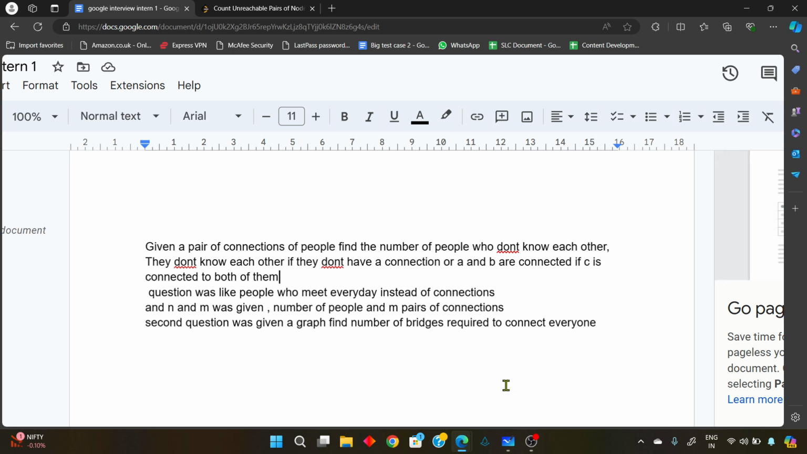So there are two parts. We'll cover the second part after we are done with part one. The question was like people who meet every day instead of connections. Here it was a story-based problem. You are given details about N and M, where N is the number of people, and M is the number of pairs of connections, or basically people who meet daily.